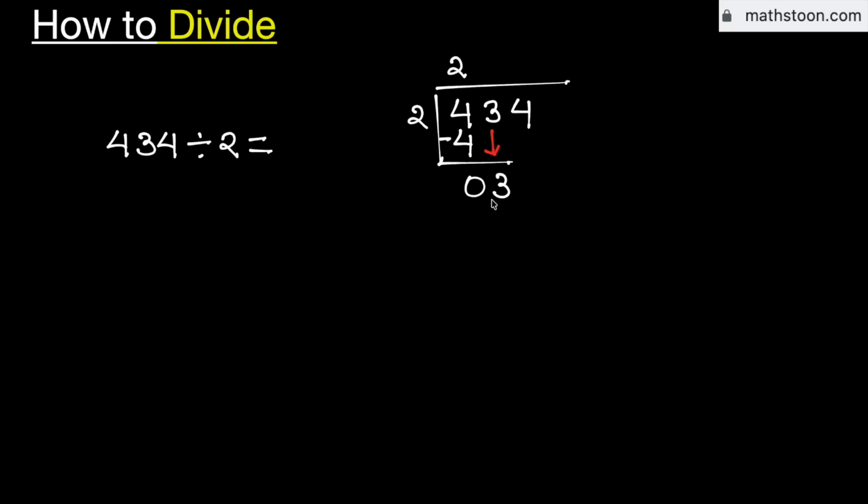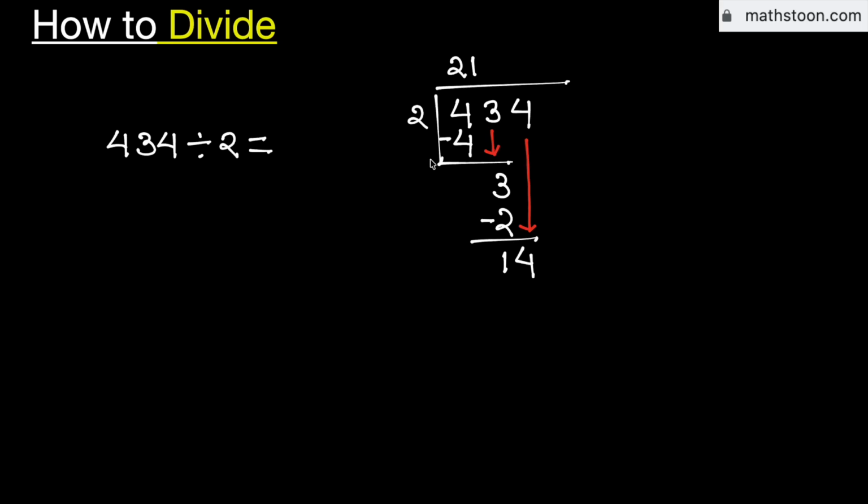This is the number 3. So remove this 0. And we know that 2 times 1 is equal to 2. Subtract, we get 1. Now this 1 is less than 2. That is why we will bring down this adjacent 4 here.